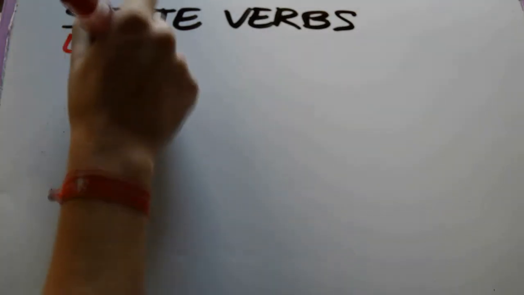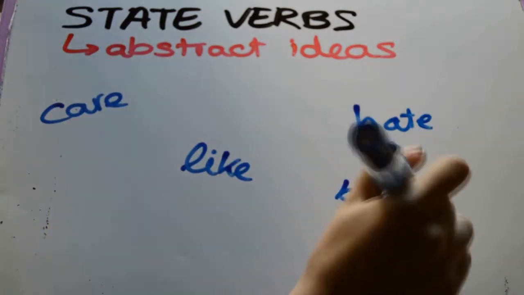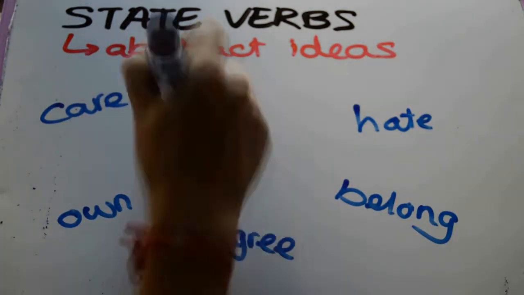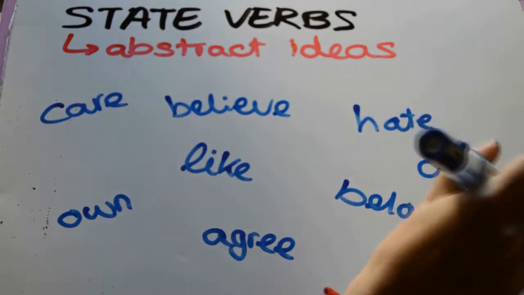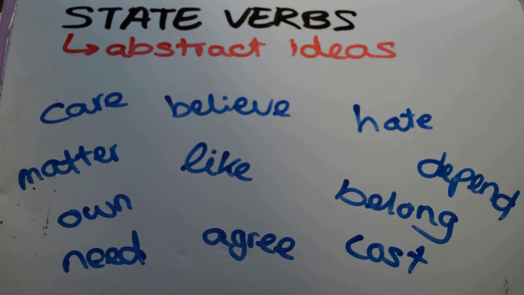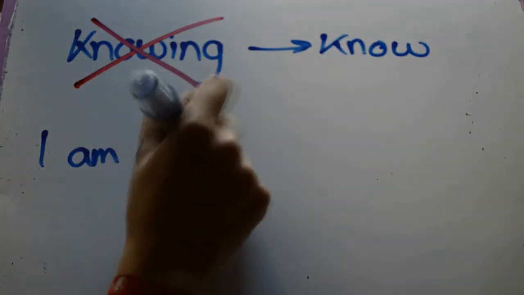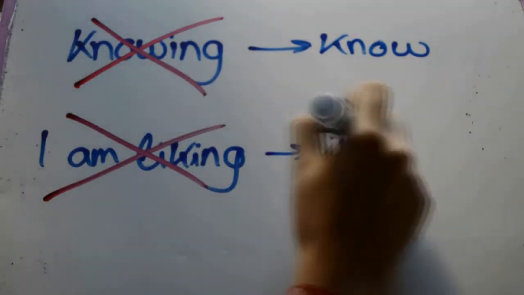State verbs describe abstract ideas like emotion, care, like, hate, possession, belong, own, thought, agree, believe, and others like depend, need, matter, cost. They cannot be used in continuous tenses. As know is a state verb, we say I've known Eva for years instead of I've been knowing Eva for years.